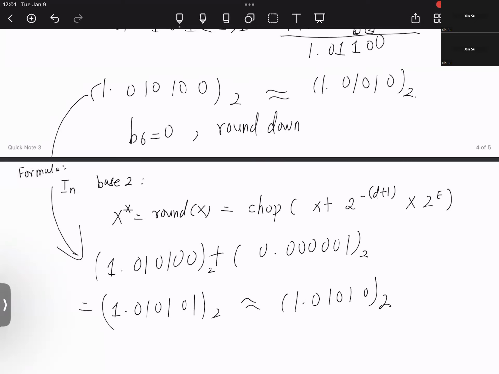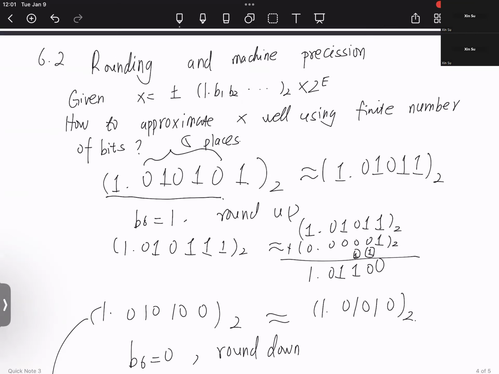Any questions? But a simple way to do it is to just look at the digits up to the 5 places, the places you want. So we want 5 places here, and then you look at the 6th place. If it is 1, then add 1 to the previous digits. If it is 0, then you just remove all the things after. And this is the easy way, and then you can forget about the formula.